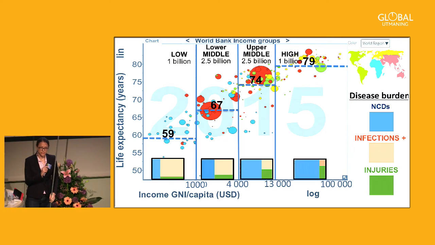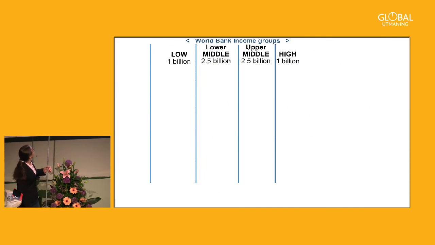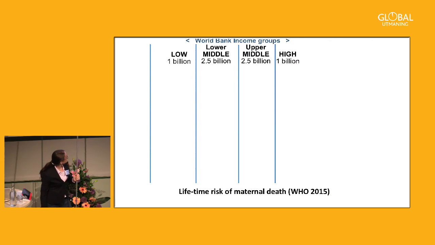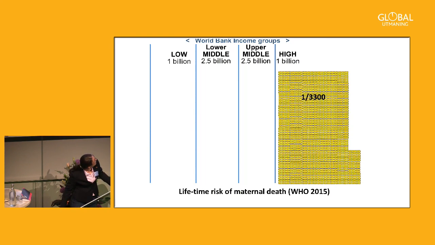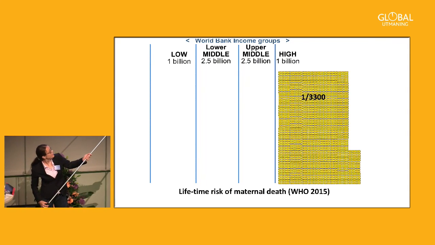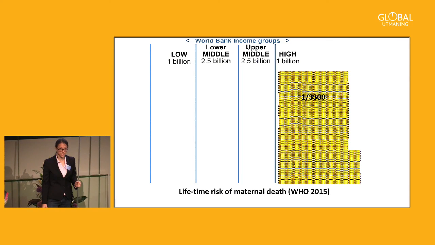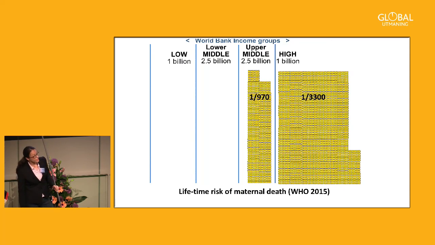The problem inherent in this is that it's relative. It doesn't say anything about the size of the disease burden. So to talk about size, I chose one measure, and that is maternal mortality, maternal deaths. And normally we see that the biggest numbers are always in the low-income countries, the biggest staples. But instead, I'm going to do it the other way around, and we're going to talk about lifetime risk of maternal death. 1 out of 3,300 girls aged 15 in high-income countries will die in pregnancy or childbirth. 1 out of 3,300. If we continue in upper middle-income countries, it's 1 out of 970.